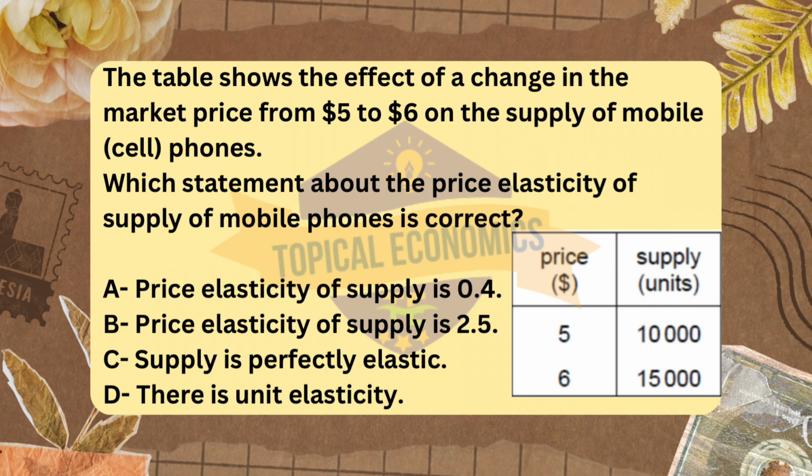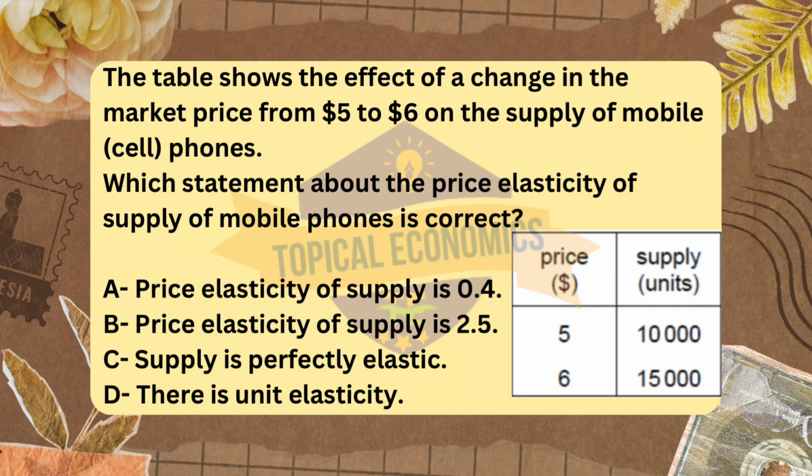The correct answer for this question is option B. The initial supply is 10,000 units, and the new supply is 15,000 units. So, percent change in quantity supplied equals 5,000 divided by 10,000 times 100. So, the percentage change in quantity supplied is 50%.